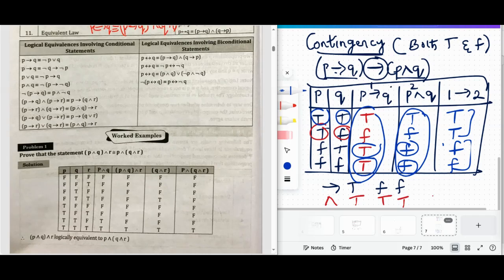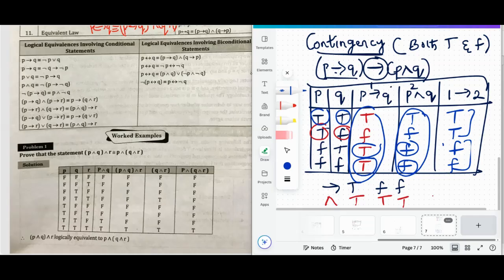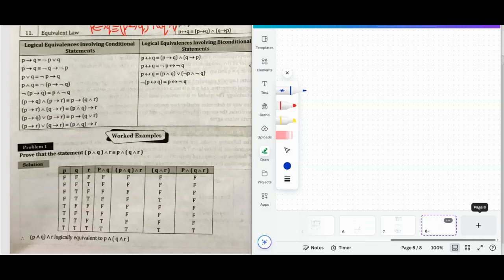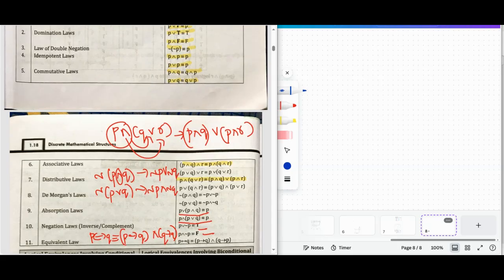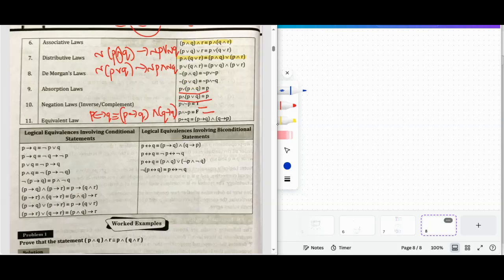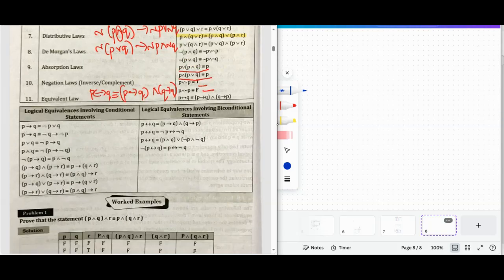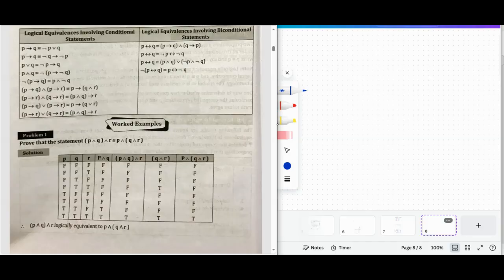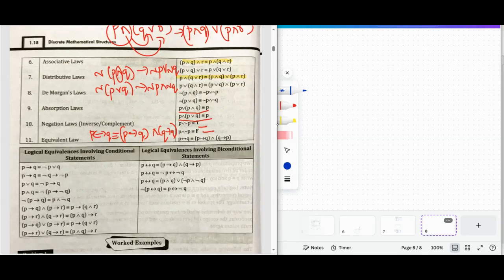Then you have logical equivalences involving conditional statements. You have many different laws, which can be proved by drawing a truth table for the given statements. We will take one example from here and I'll solve it for you, and I want you to solve all these logical laws and even the equivalent statements given in the book. Solve all the equivalences and prove that the LHS is equal to the RHS. It will be easy for you to score marks in your final exam.